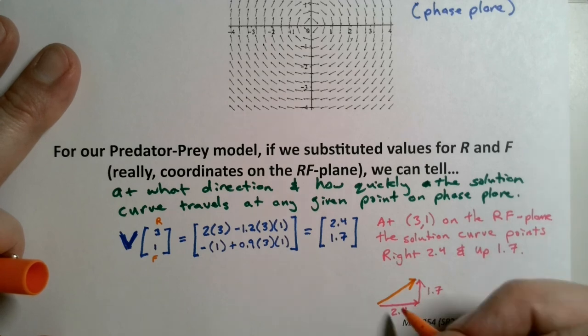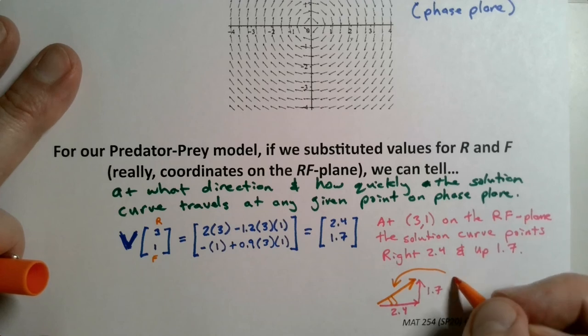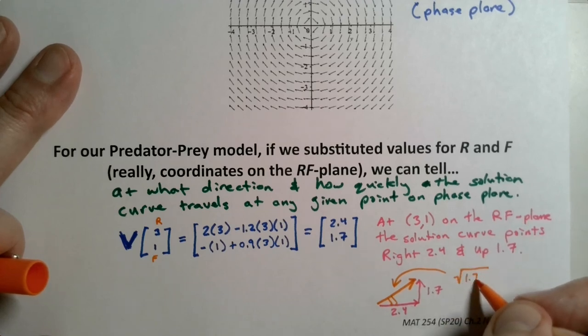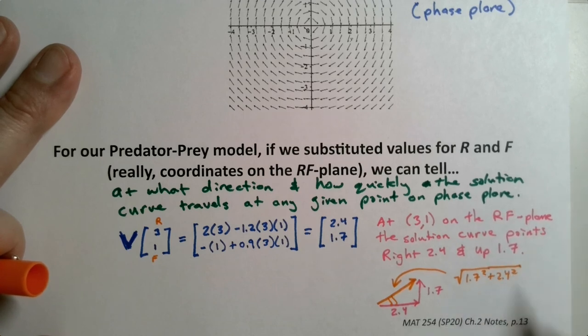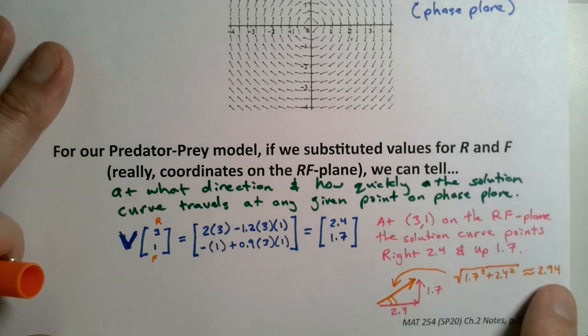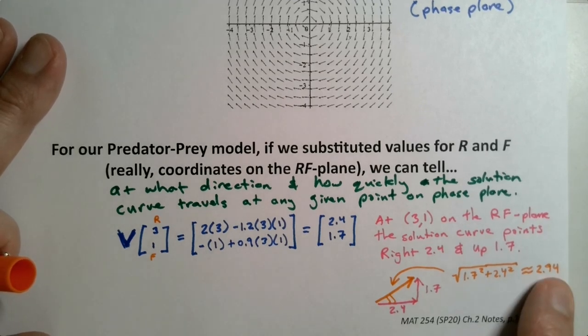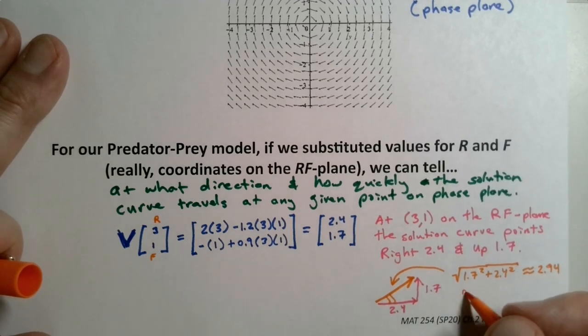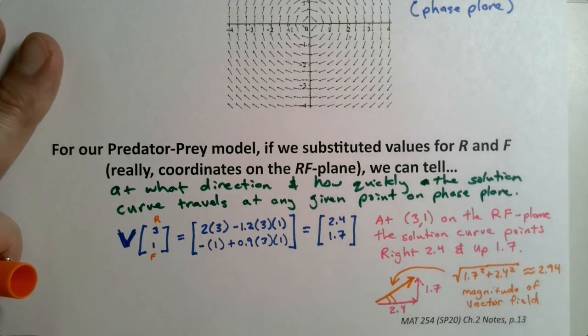And so this guy right here, at some angle, that resultant vector is going to be the square root of 1.7 squared plus 2.4 squared, which if you plug it in turns out to be about 2.94. And that number doesn't mean anything in terms of rabbits and foxes directly, but that is telling me how quickly the solution curve is changing. That's the magnitude of the vector field at that particular location.